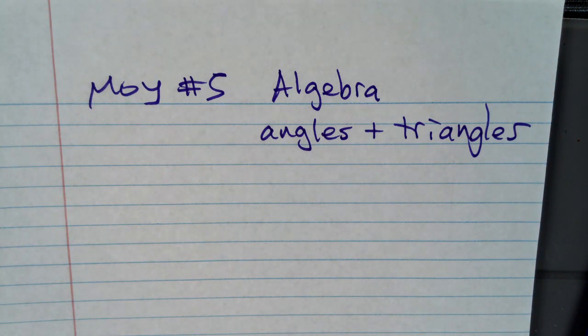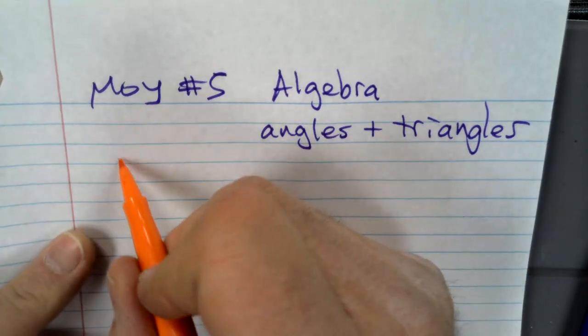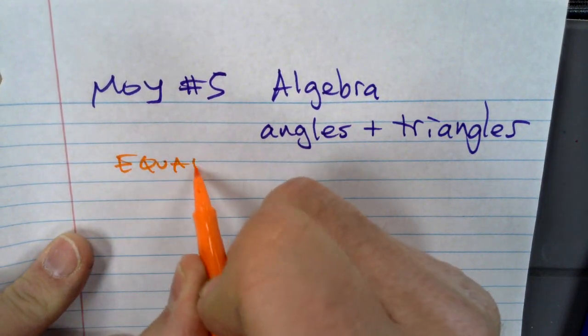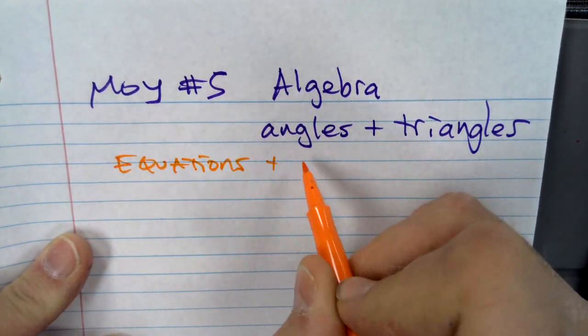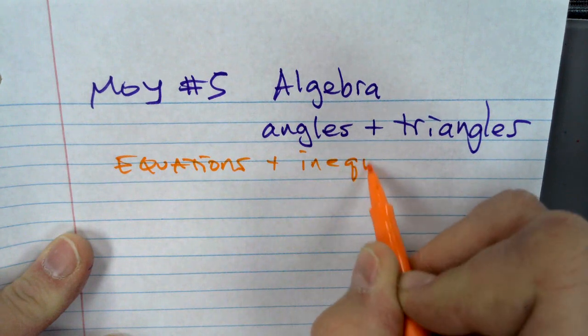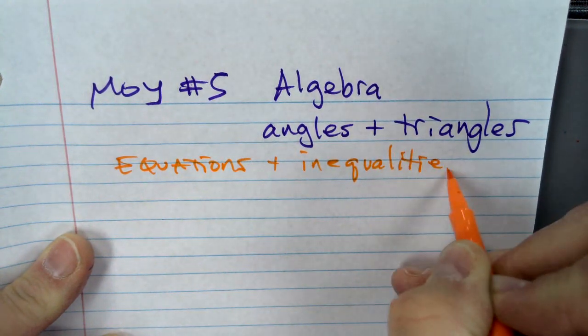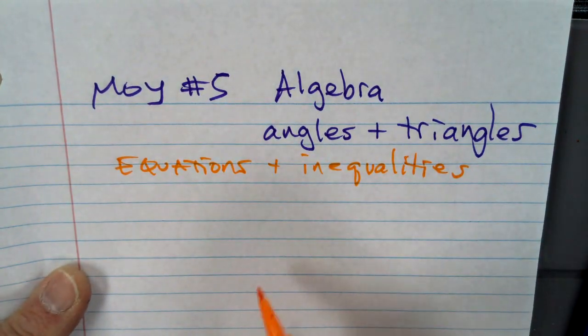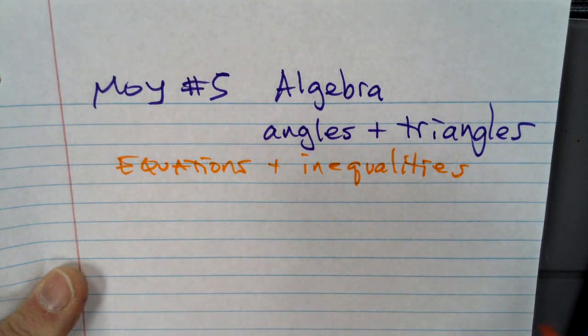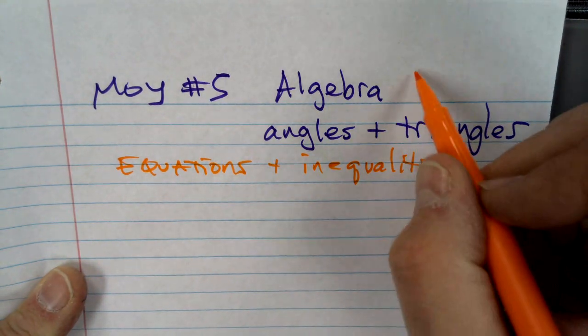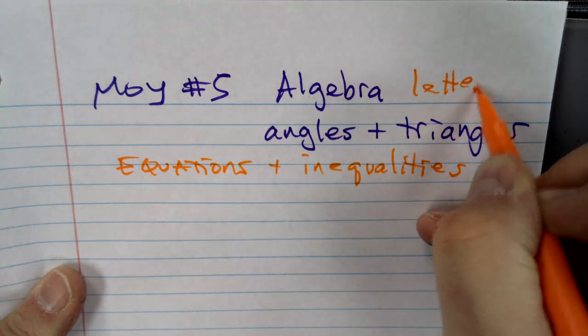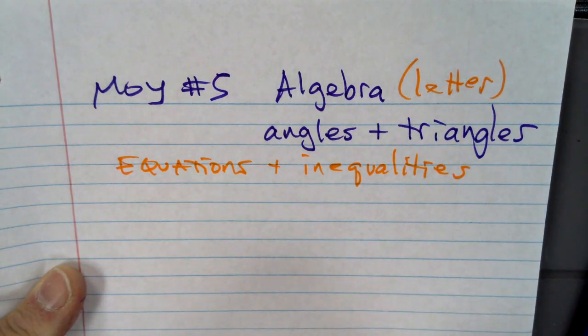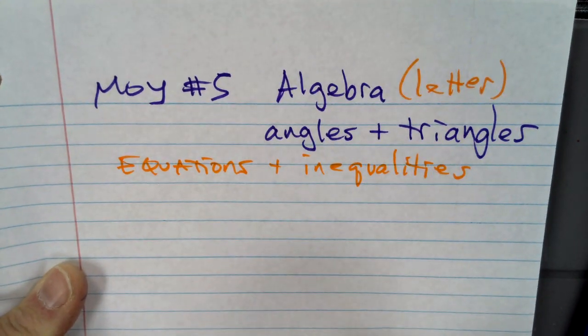All right, number 5. We've done algebra, okay? It works for equations and inequalities. It's the same thing basically. An equation where I have a variable, a letter. I don't know what number it is, so I'm going to use a letter.